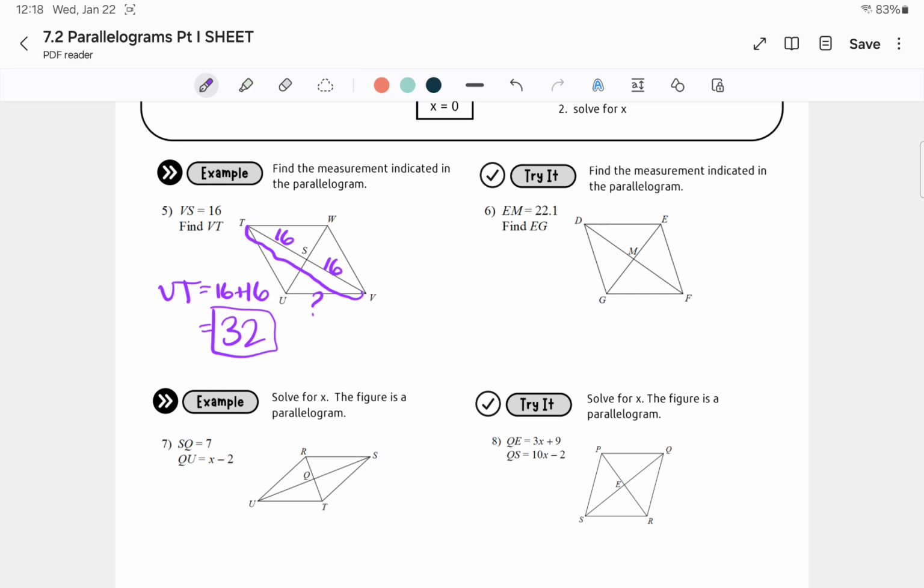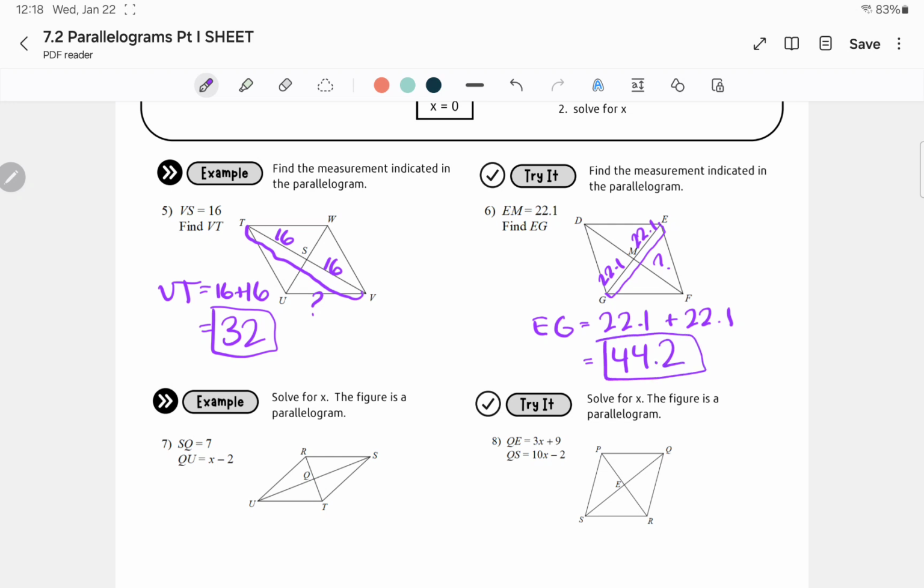All right, so it says EM is 22.1. So go ahead and write on the drawing what is EM from here to here. That's 22.1. And you're trying to find EG, which is this entire thing. So if this is 22.1, so is this one. So our entire thing, EG, is going to be 22.1 plus 22.1. So 22 and 22 is 44. 0.1 and 0.1 is 0.2. So our answer is 44.2.